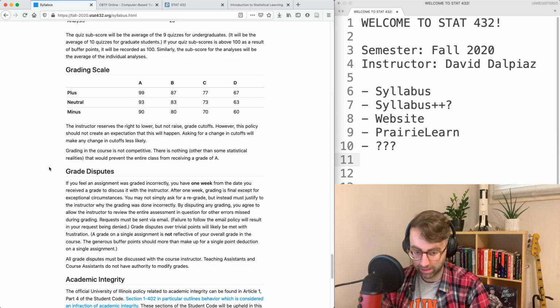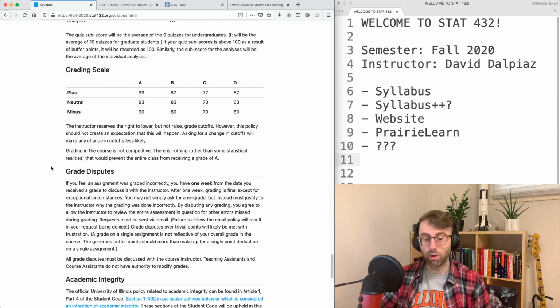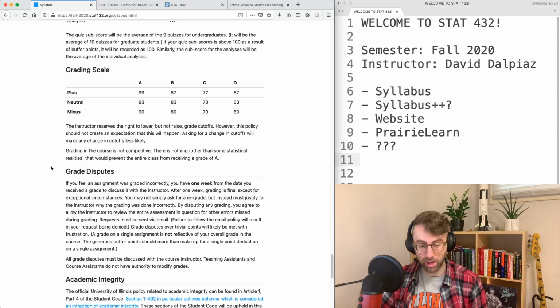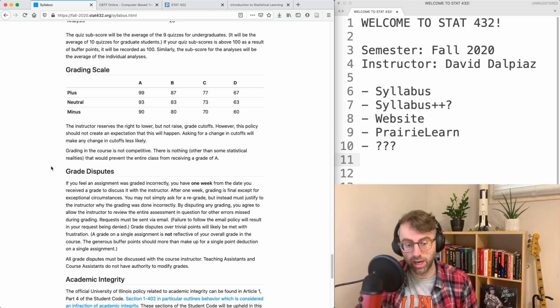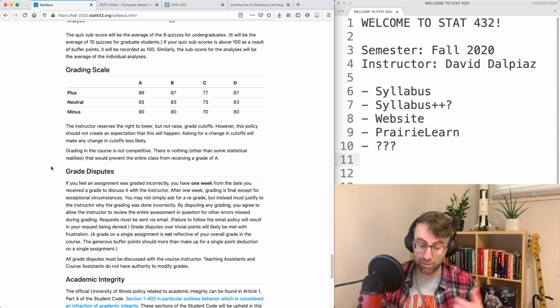All right, so this is my little blurb about grade disputes. So the deal here is that, and this doesn't apply too much in this class because of the way we use PrairieLearn, but if you have an issue with the way something was graded, you have 1 week from the time you get feedback to let us know about it. And you can't just say, hey, regrade this. You have to say, hey, you graded this incorrectly for the following reason, and have a justification. You also have to agree that if you do that, then it's fair game for us to do the same analysis for every other problem on the same assignment in the opposite direction.